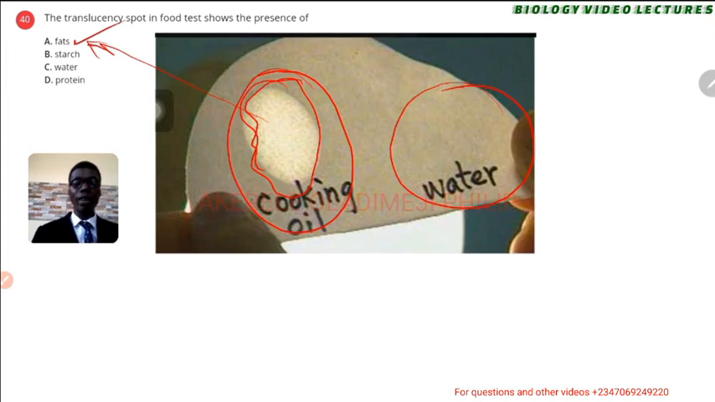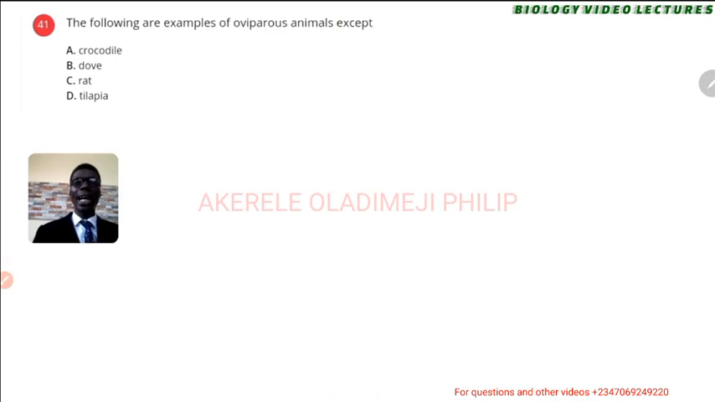All right. The following are examples of oviparous, except. Oviparous, like I told you, means egg-laying organism. From what we have here, crocodile lays eggs, dove does, tilapia does. So it is only rat here that's our answer, which is viviparous, which means it gives birth to its young ones alive. That's what that means.